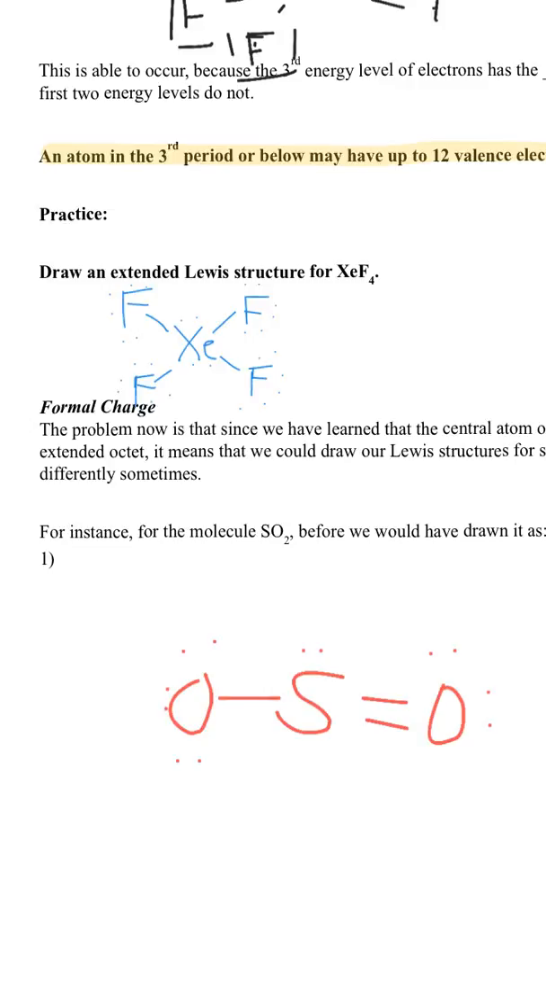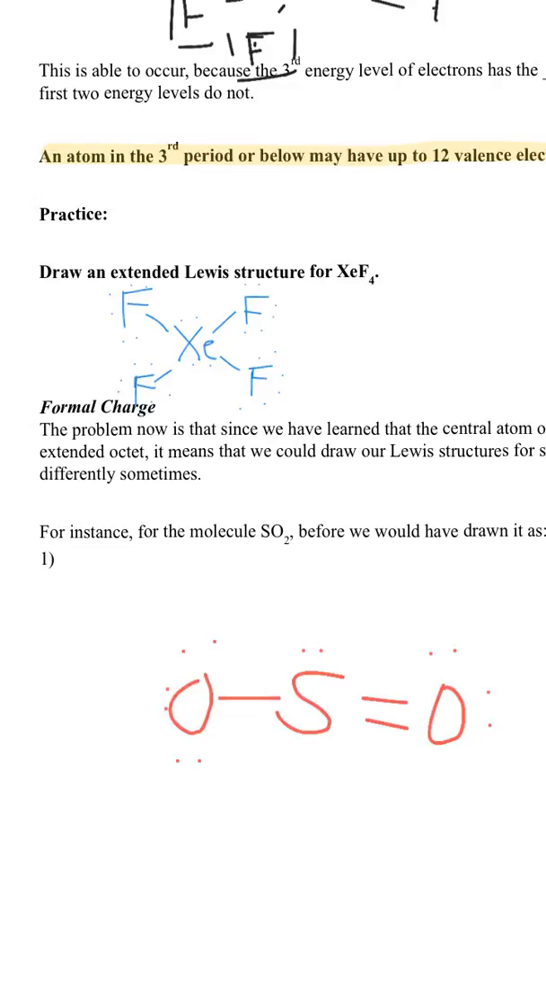Alright, so there's our valid structure with 18 valence electrons around it, and that's non-extended octet. So that's what it looks like for SO2 if you didn't have an extended octet. But sulfur is in the third period, so sulfur is actually able to get more electrons around it. So we can actually draw out another structure here that would be an extended octet. And it's actually pretty simple.